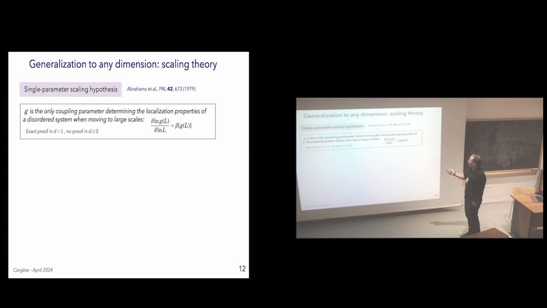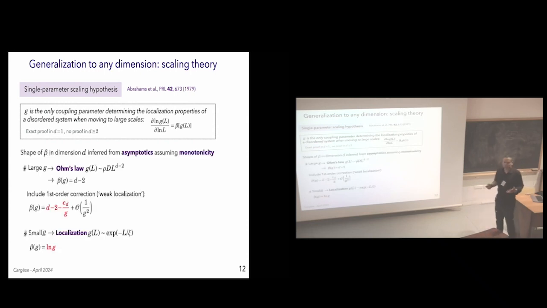So the postulate can be written like this. They postulated that the dimensionless conductance is the only coupling parameter that determines the localization properties of a disordered system when moving to large scales. And what they did more concretely in this paper is that by inferring the shape of the beta function, and from this simple hypothesis, they managed to draw completely universal predictions for the localization properties of any disordered system in any dimension. So here I will proceed according to this historical paper.